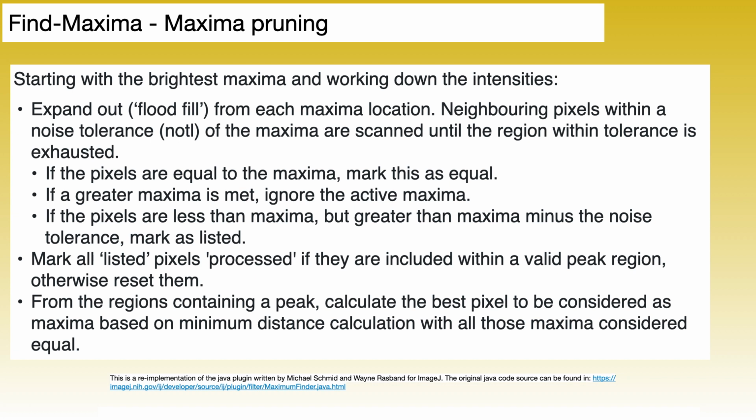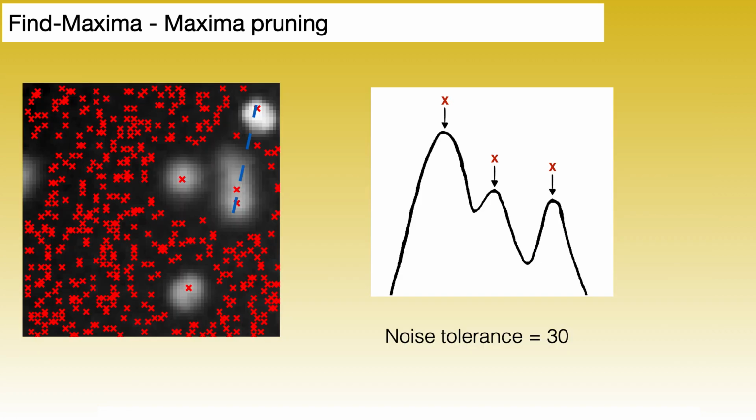So from the regions containing a peak, we calculate the best pixel to be considered as a maxima based on minimum distance calculation with all those maxima considered equal. So say we've got a bit of a plateau, then essentially we take the middle of that plateau. Okay, so that's the description of it, but it always helps to see it in action.